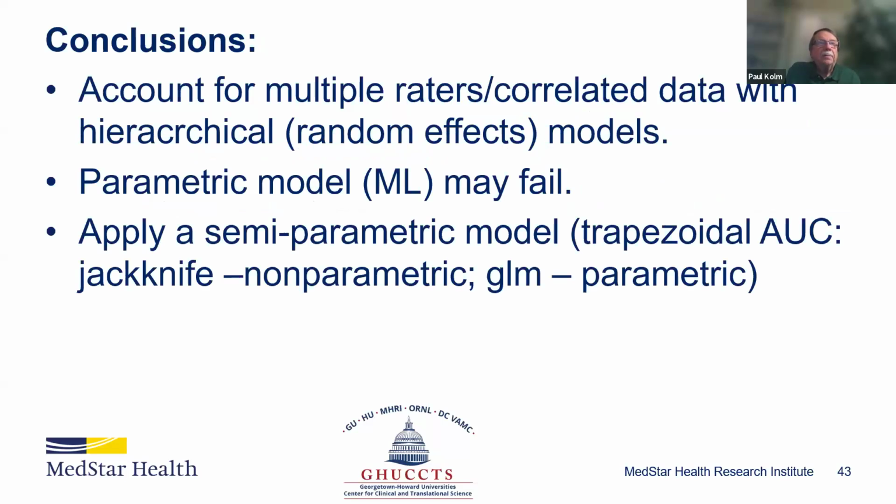And so the way that we're going to analyze this is we're going to apply what we call a semi-parametric model to calculate the AUC. The jackknife part of it is a non-parametric test, and then we use the general linear model, using the estimate of variance we got from the jackknife in a parametric model.